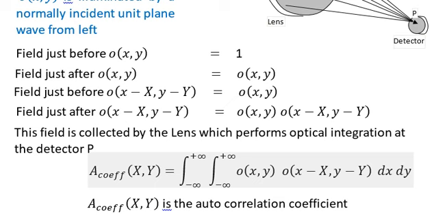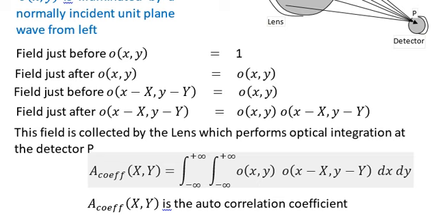Now what we have to do is take all possible values of capital X and capital Y, from negative values to positive values, covering the dimensions of the first object, and evaluate this integral. So putting in the values of capital X and capital Y over all possible values on the plane of the object, we shall calculate all possible values of the coefficients for all possible values of x, y, and we can put these autocorrelation coefficients in a blank image at the coordinates x, y, and form an image which will be called the autocorrelation image.